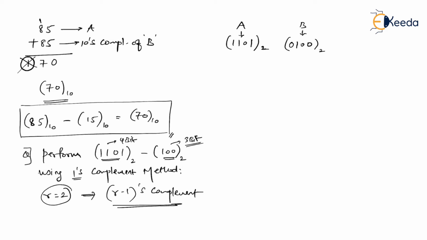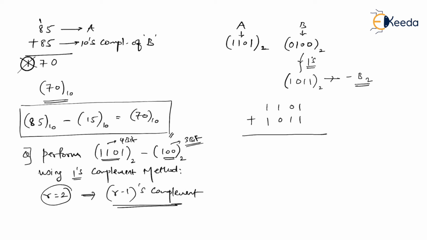So step number 1 is that they are asking me to take 1's complement of B. So how do we take 1's complement of B? Very simple. Replace 0 with 1, 1 with 0. So ultimately it becomes 1 0 1 1, which is nothing but 1's complement of B. So I'm going to add A with 1's complement of B. Let's do that. So 1 1 0 1 needs to get added with 1 0 1 1.